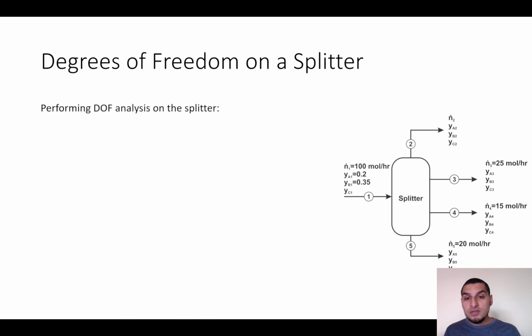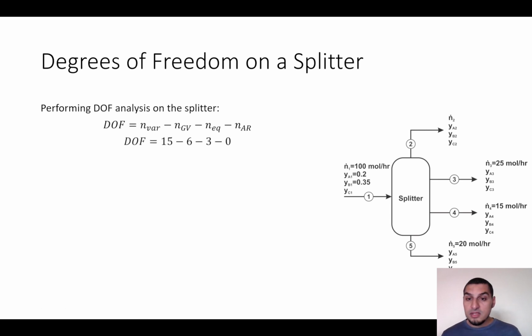And if we do the degrees of freedom analysis, again, we have the number of variables, number of given variables, the equations, and additional relations. So if we try to calculate the degrees of freedom by counting each one of them, the number of variables, we have 5 streams. Each one of them contains 3 components. We have 15 variables. The number of given variables that we have are 1, 2, 3, 4, 5, 6. So we have 6 given variables. We have 3 components, so we can write 3 independent balance equations, and we have no additional relations up till now.